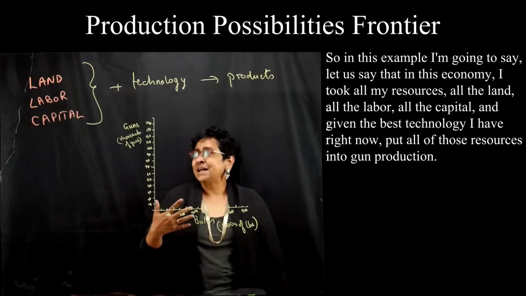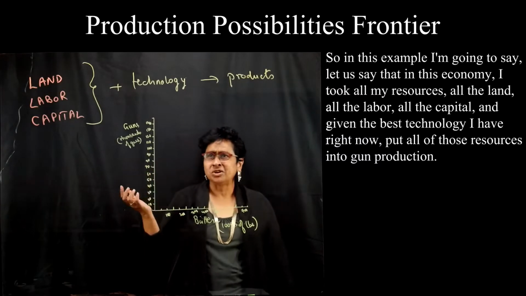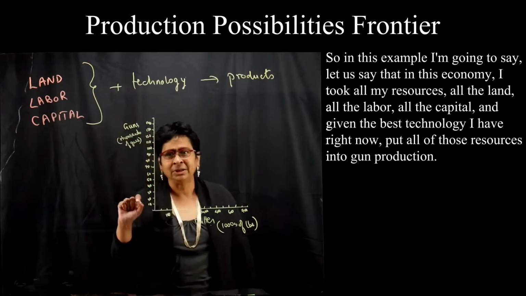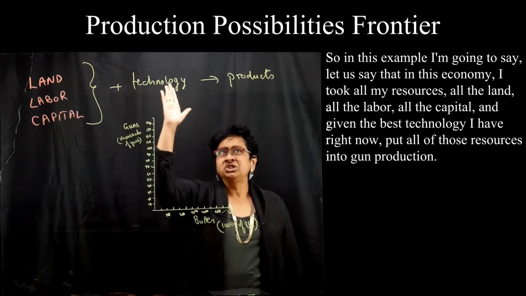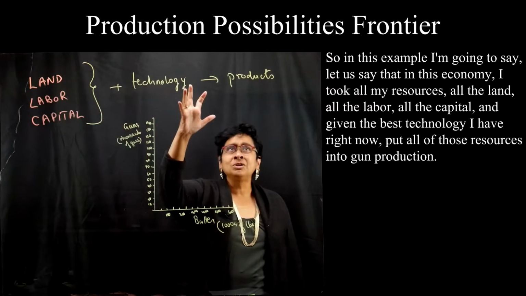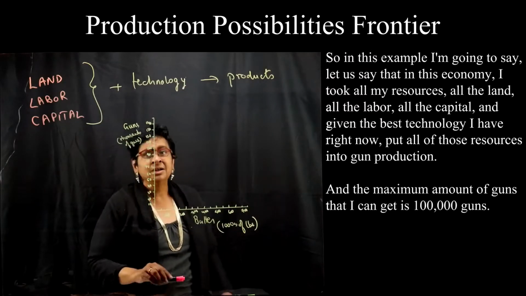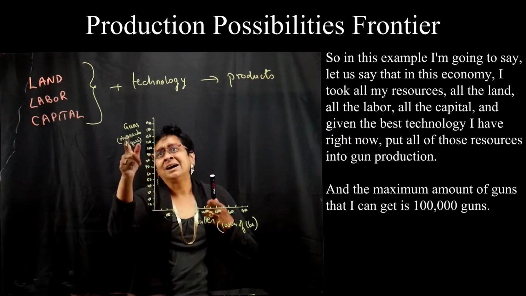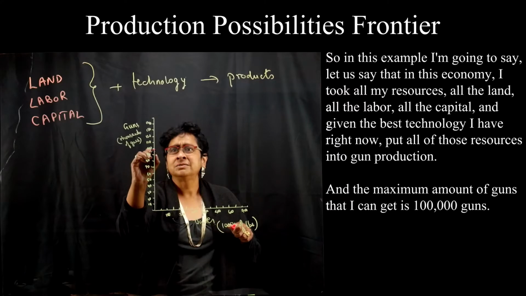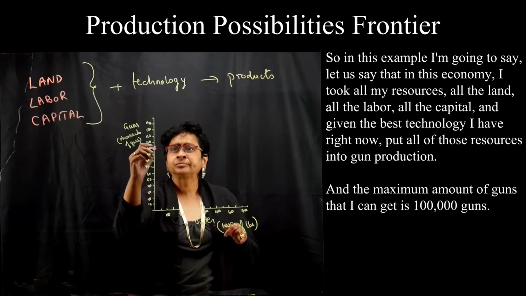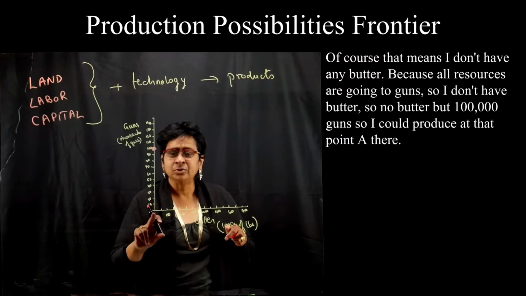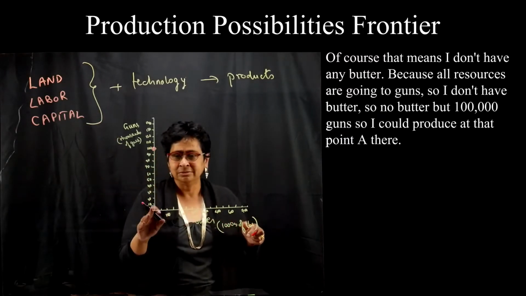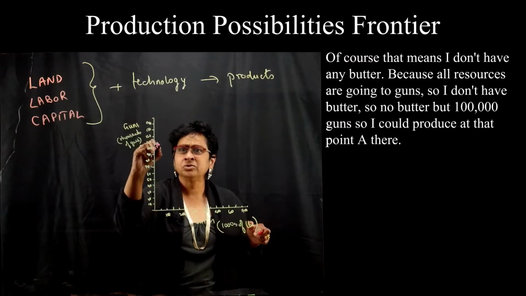What are we doing? Right? So in this example, let us say that in this economy, I took all my resources, all the land, all the labor, all the capital, and given the best technology I have right now, put all of those resources into gun production. And the maximum amount of guns that I can get is 100,000 guns. So right there, 100,000 guns. Of course, that means I don't have any butter, right? Because all my resources have gone into guns. So no butter, but 100,000 guns. So I could produce at that point A there.